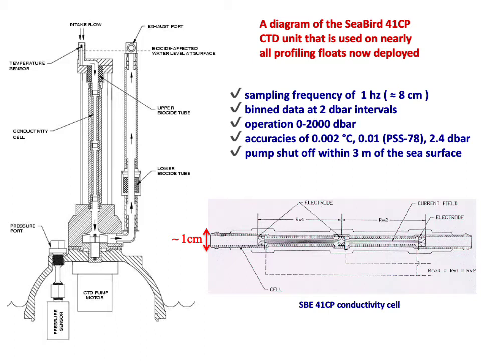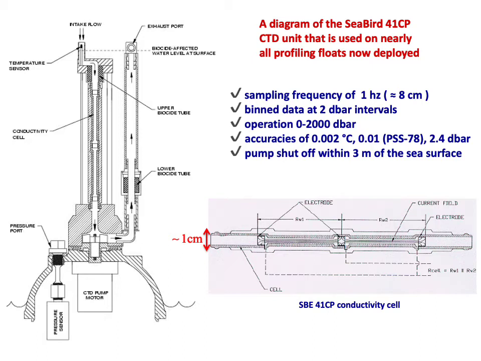So the way this float works is it measures the electrical conductivity of seawater, and conductivity is known to be a function of salinity if you know temperature and pressure. So it's taking the conductivity as a function of temperature, pressure, and salinity, and inverting that function so you get salinity as a function of temperature, pressure, and conductivity. And as the float is rising, it's sampling at about 1 hertz, which at the rate of rise is about every 8 centimeters. That's a lot of data. The data are binned at 2 decibar intervals. That says bars, it should be decibars.